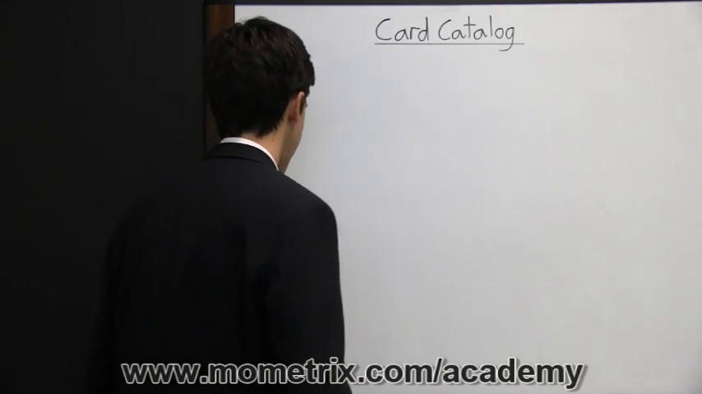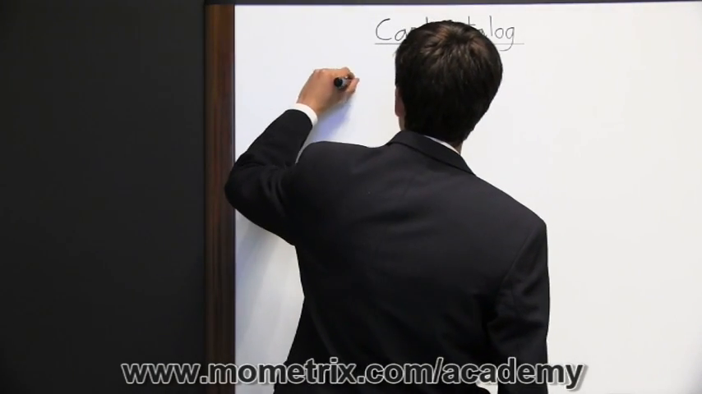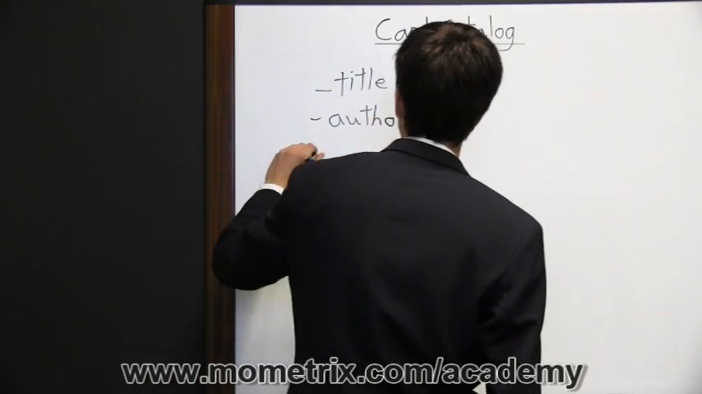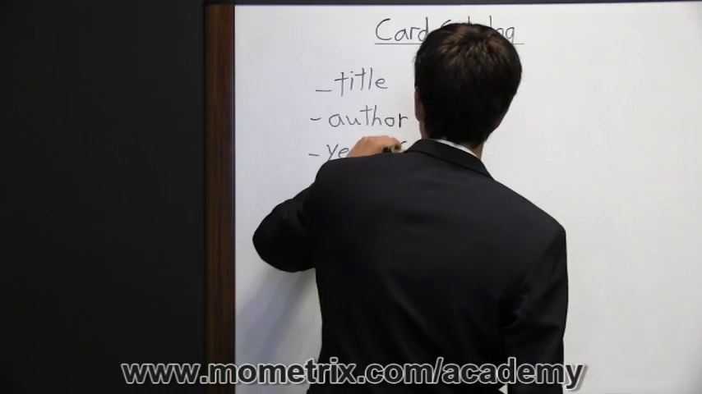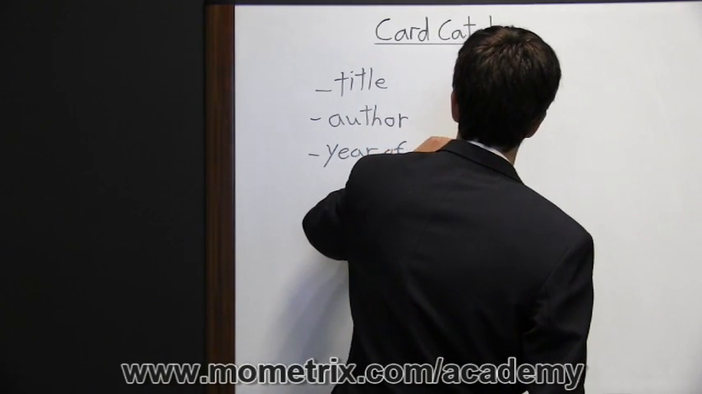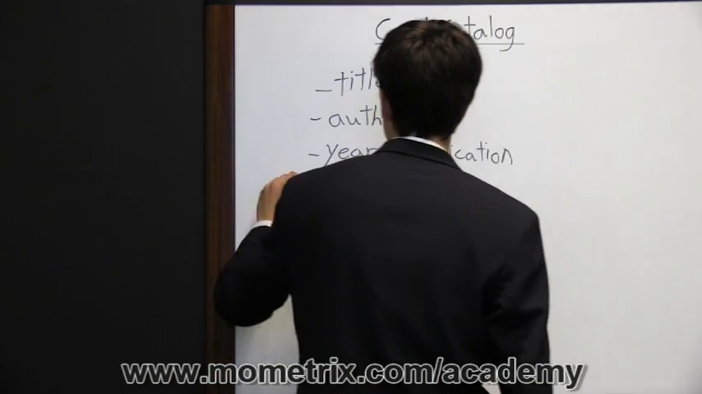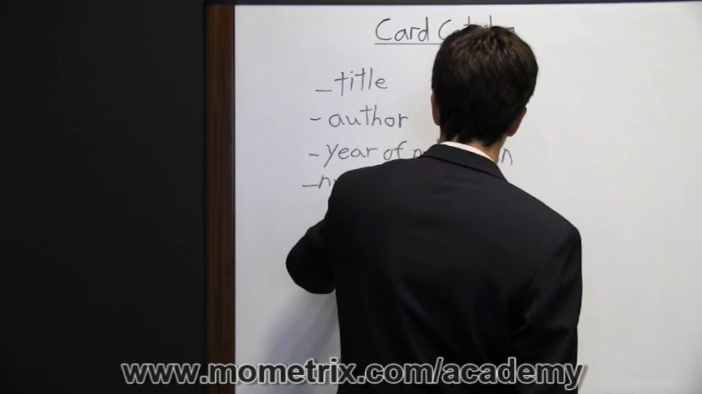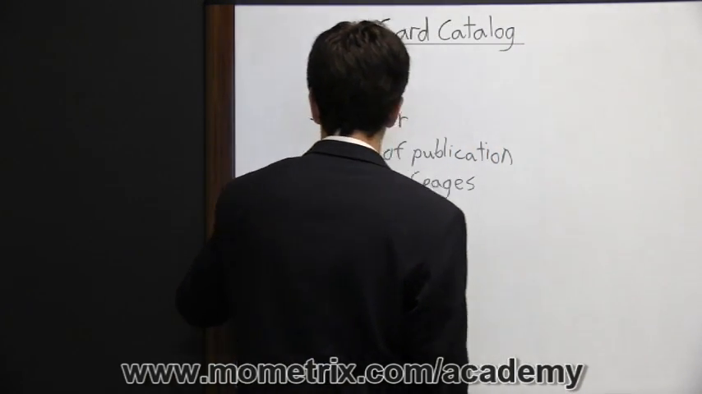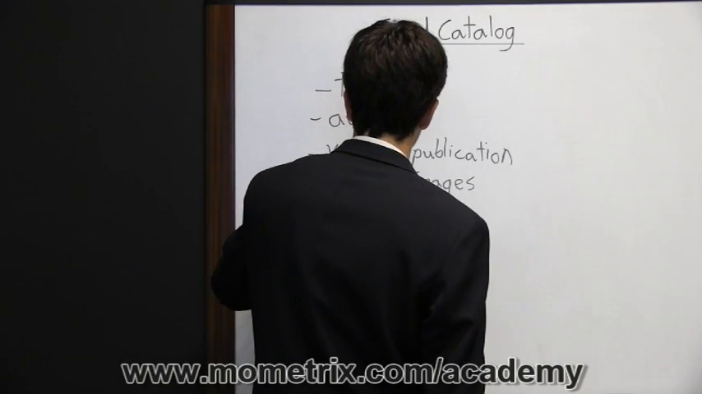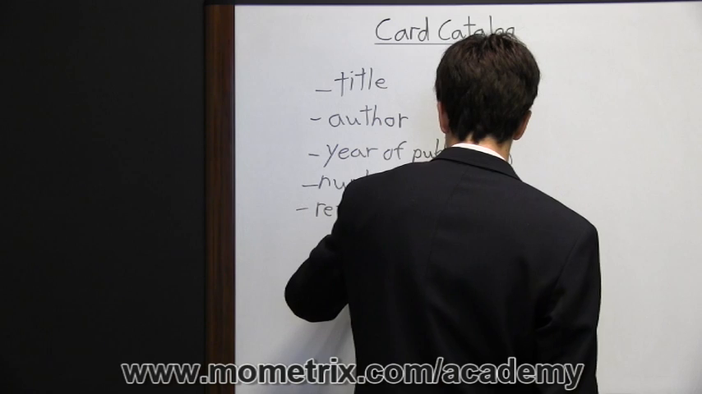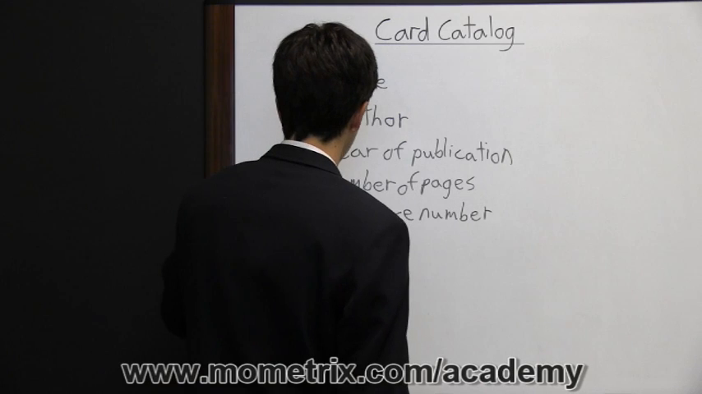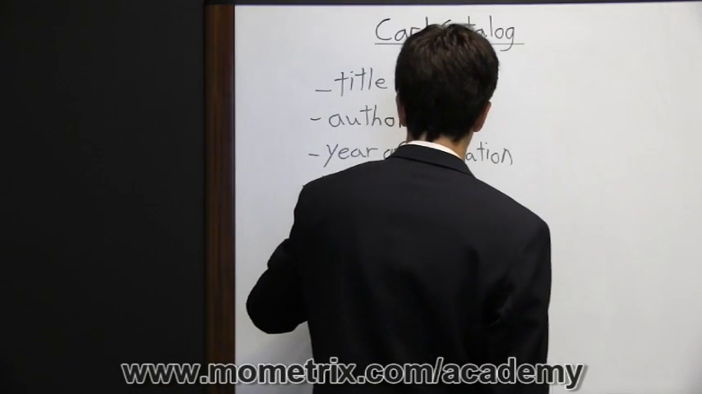So on a typical card catalog entry, it will include the title of that book, the author of the book, the year of publication, number of pages, the reference number in the Library of Congress, and the library call number for that particular library.